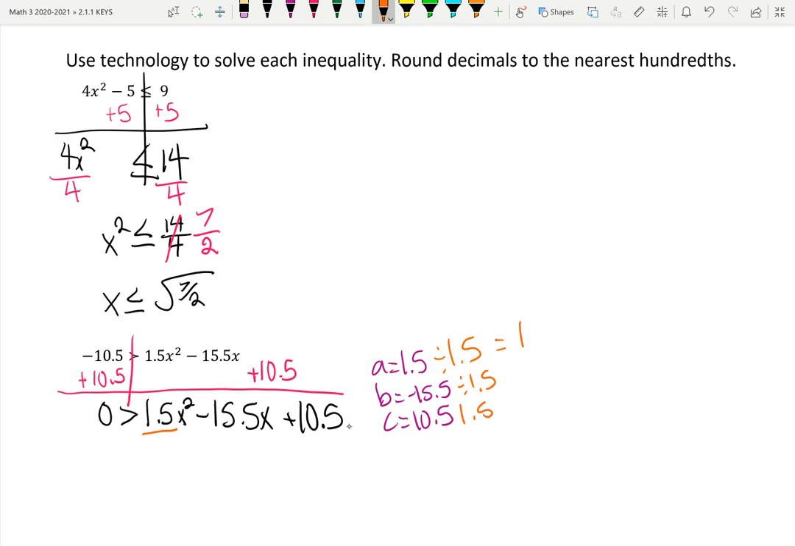How many times does 1.5 go into negative 15.5? Well, it's going to be negative, and it doesn't quite go into it. You try, you get up to 15. It does go into 10.5 4 times. So, unfortunately, it does not factor evenly. So, I'm going to need to use technology to graph this guy. So let's go ahead and look.